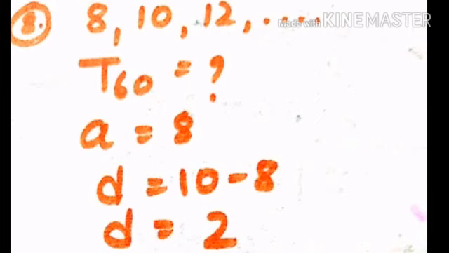So here the AP is given, 8, 10, 12 and so on. Total 60 terms. So T60 we don't know, we have to find out. A is given as 8. D is equal to 10 minus 8, that is second term minus first term. So D is equal to 2. Now we will find the sum of the last 10 terms. So how do we find it out? You have to think. First of all we find the last term of this AP, that is T60. There I have already kept the question mark.